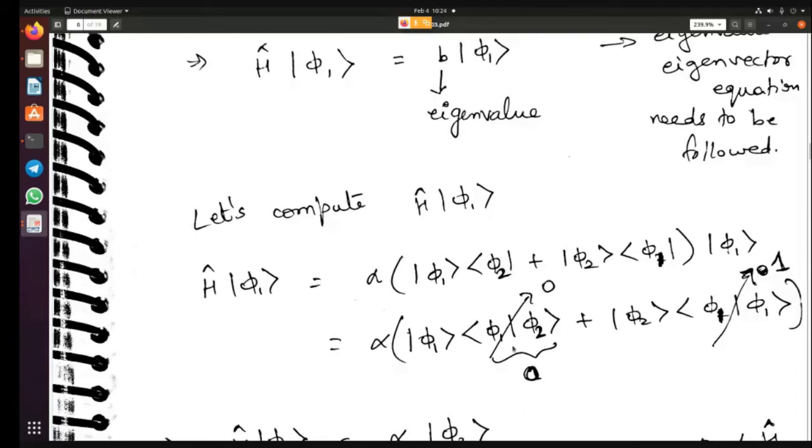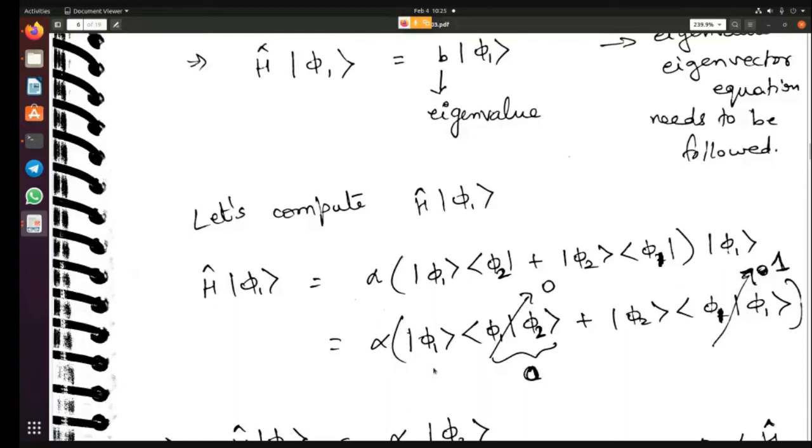Because we know that phi 2 and phi 1 are orthogonal to each other, this scalar product will be 0. And here you have phi 2 and phi 1, and then again phi 1. And we know that phi 1 and phi 1 is orthonormal. So the scalar product of phi 1 with phi 1 will give you 1. So what are you left with?